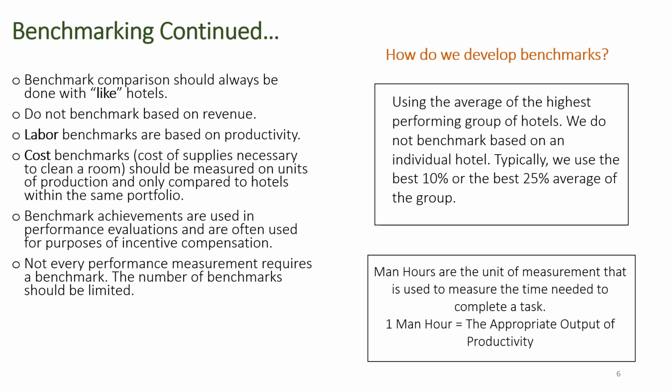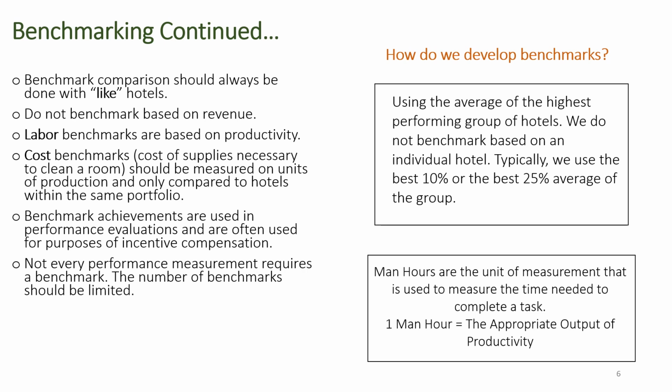Benchmark comparisons should always be done with like hotels. The hotels do not need to be the same size. This is because using units of production as a benchmark eliminates the differences between hotels of different sizes. If the benchmark set for cleaning a single guest room is 30 minutes of labor, it doesn't matter if the hotel is 50 or 200 rooms, the benchmark measurement is the same.